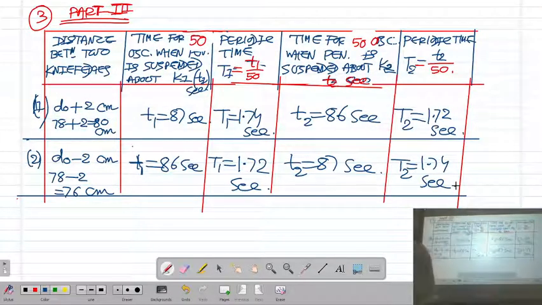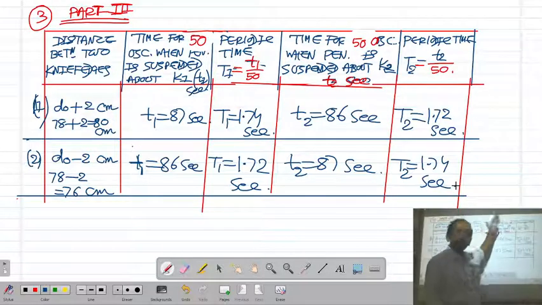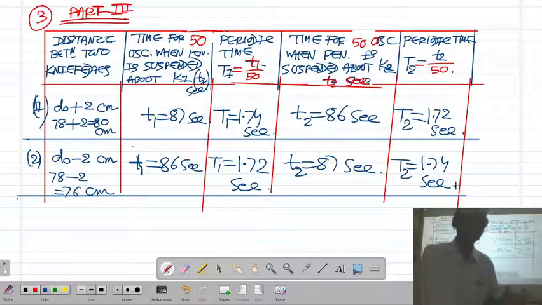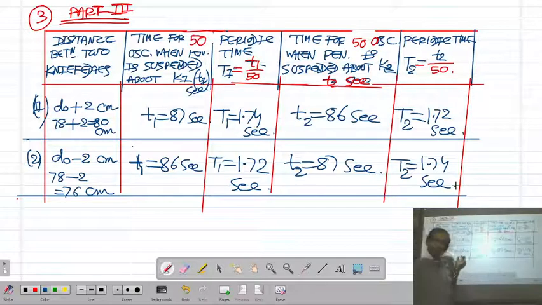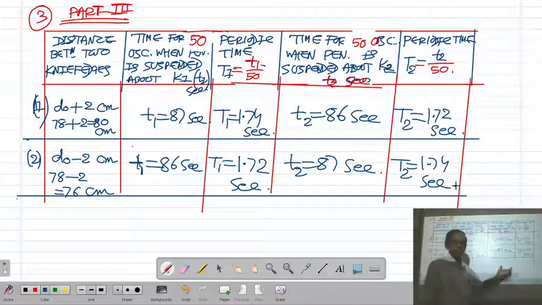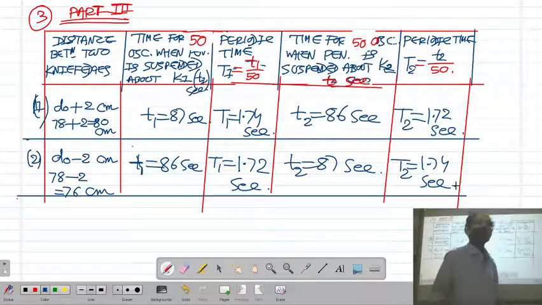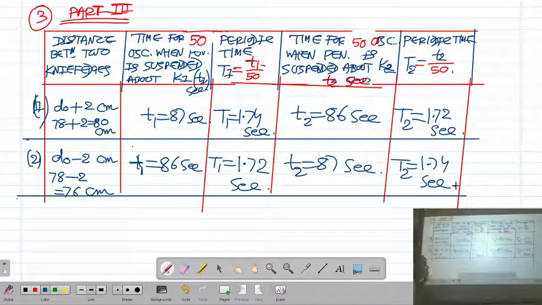Now in this, I am giving you the third exercise. In part 1, I have given the first exercise to plot the graph of periodic time T1, T2 against D. Second part, I have given you the calculation of g using Bessel's formula. In the third part, I am giving you to plot the graph and calculation of g.